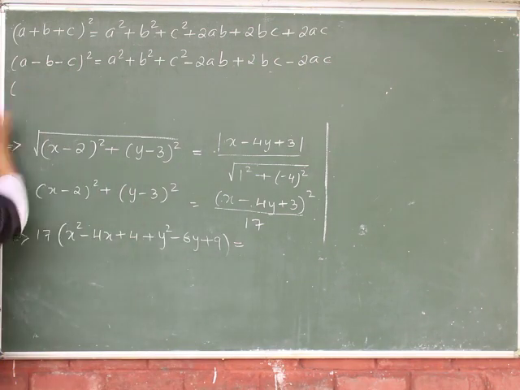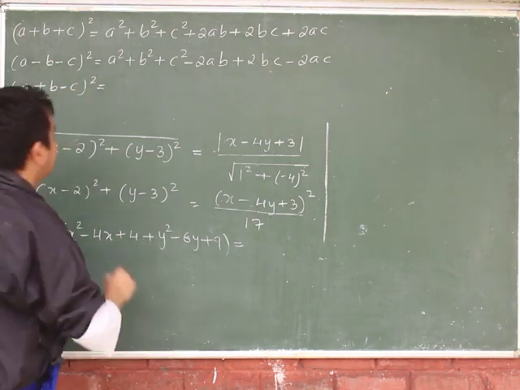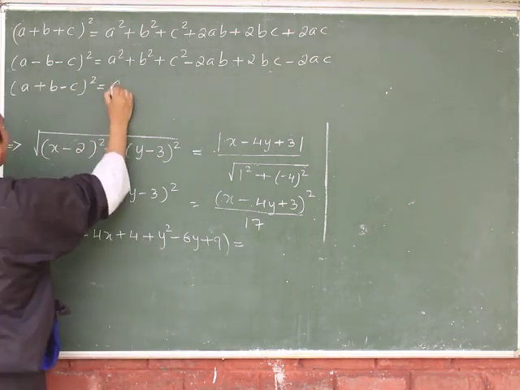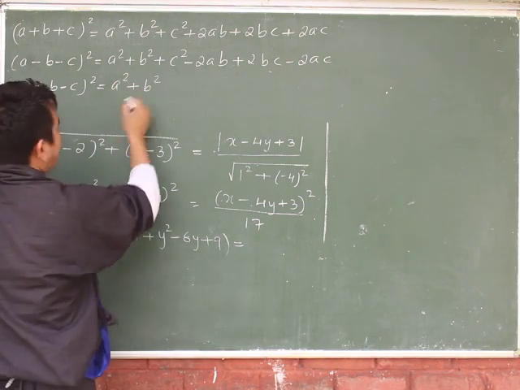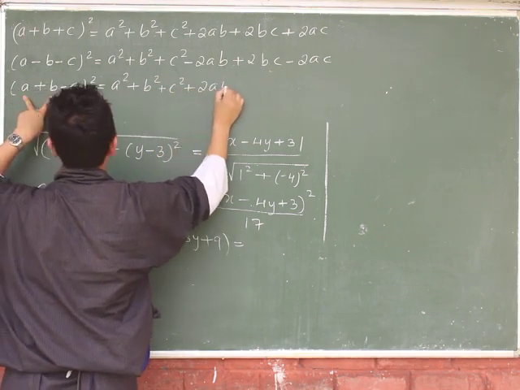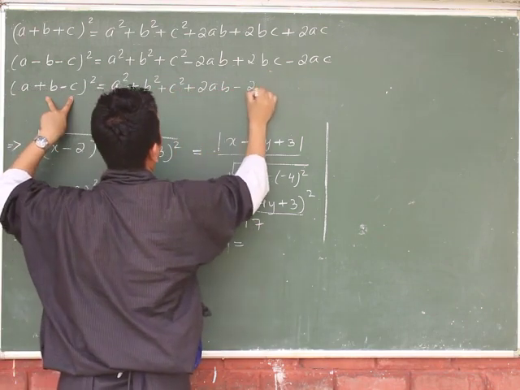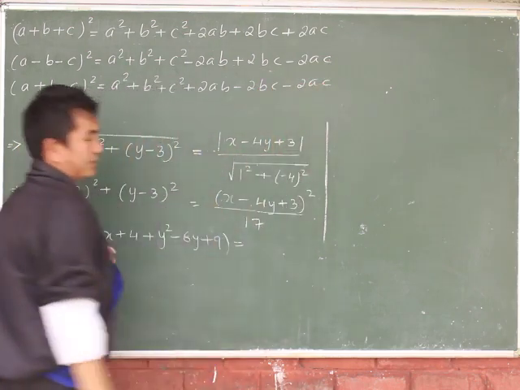Again, let me try once more. That is (a + b - c)². Let's start together. a² + b² + c², these are all positive, plus 2ab, then minus 2bc, and minus 2ac.